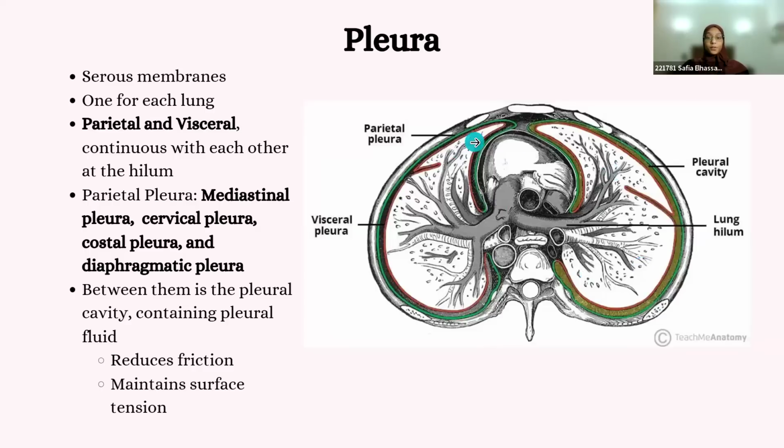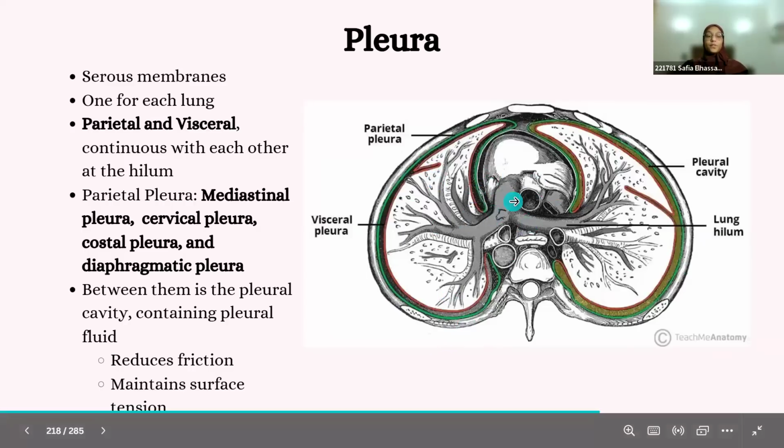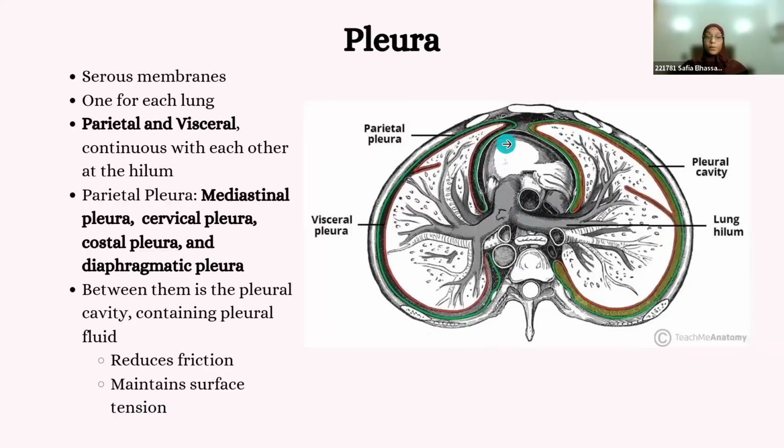We have the mediastinal pleura, so from the name, it's going to face the mediastinum. We have the costal pleura, so from the name, this is going to face the costal ribs and the cartilages. And we have the diaphragmatic pleura, which you can't visualize here because it's located below, and the cervical pleura, which you can't visualize here because it's located above. So between them is the pleural cavity, and in the pleural cavity, you're going to have pleural fluid.